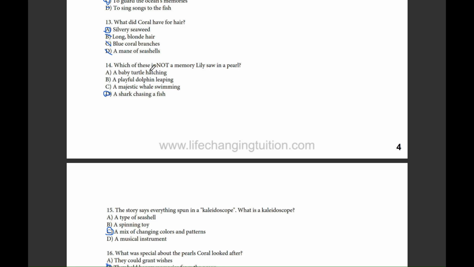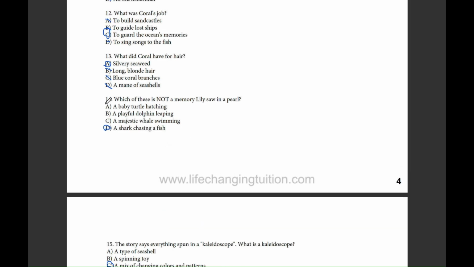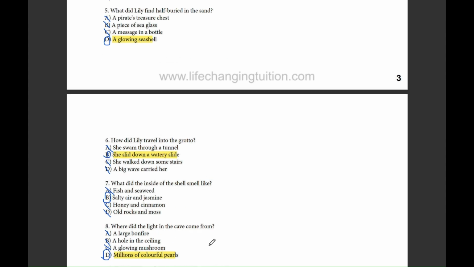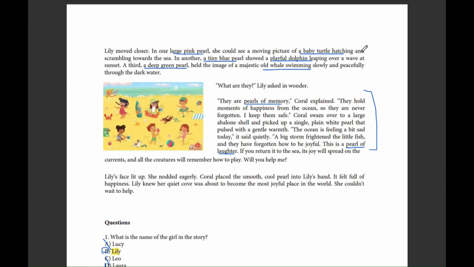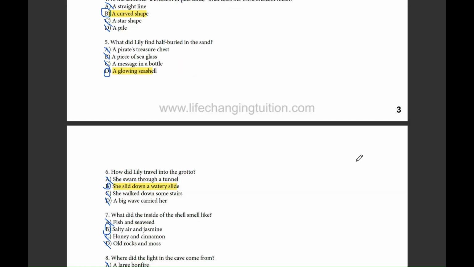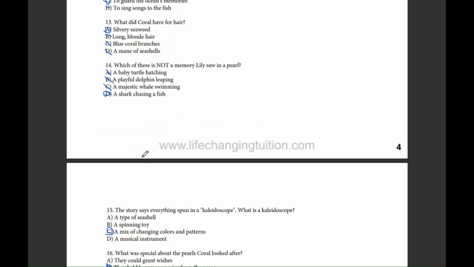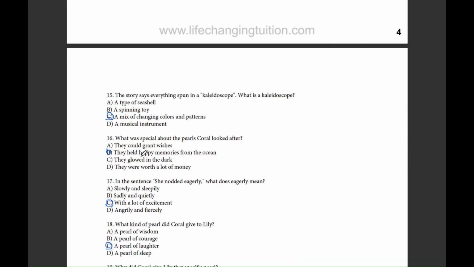Question 14. Which is not a memory Lily saw in a pearl? You have choices. A. A baby turtle hatching. B. A playful dolphin leaping. C. A majestic whale swimming. Or D. A shark chasing a fish. Thinking about why not, we can understand that A, B, and C are actually all shown memories. So the answer is D, a shark chasing a fish. The explanation for this is that that particular scene just isn't mentioned. Moving right along to question 15.